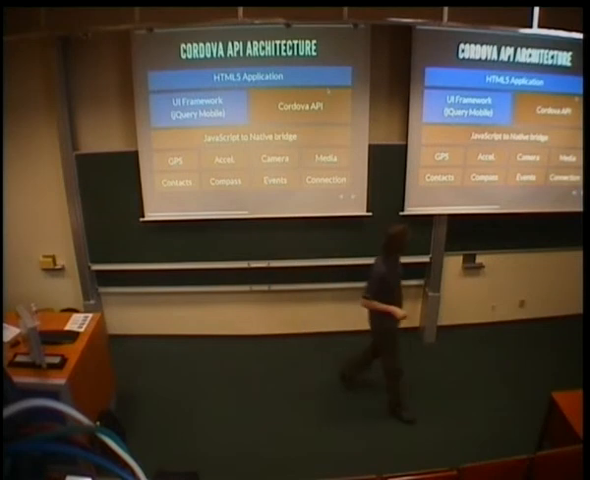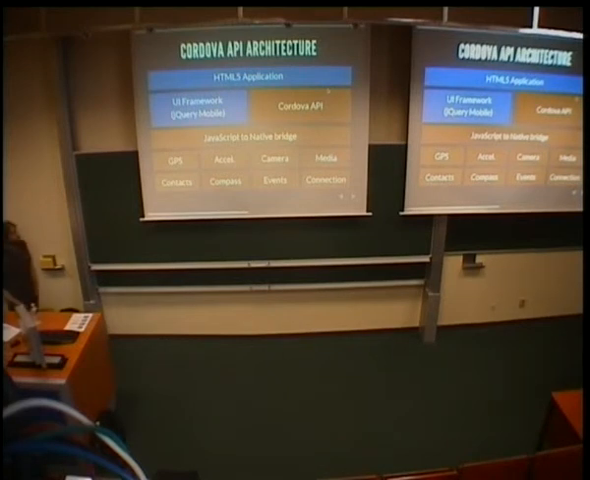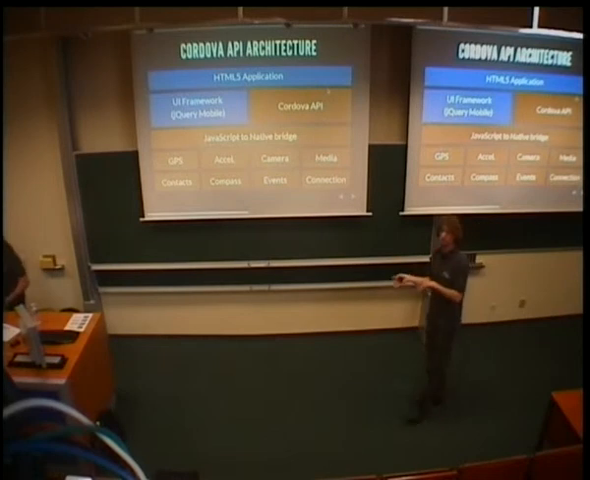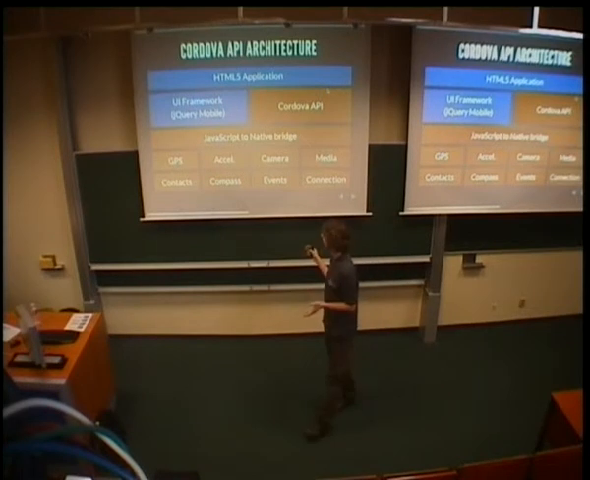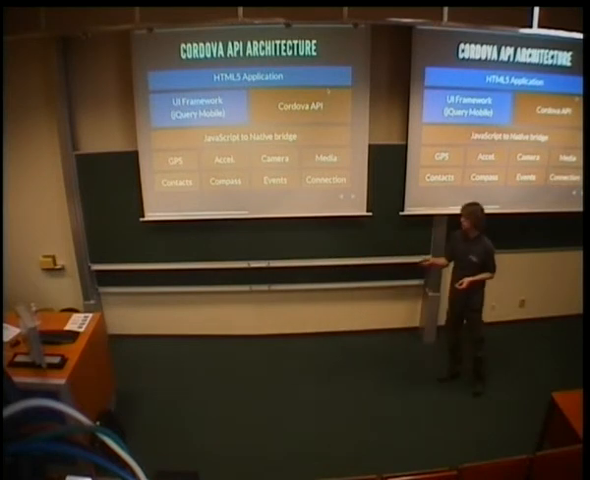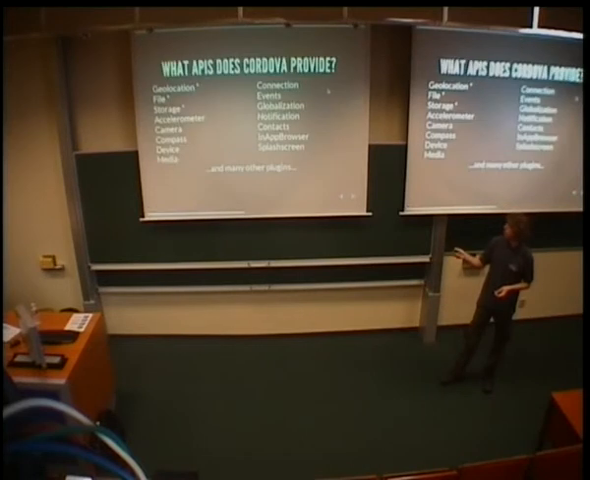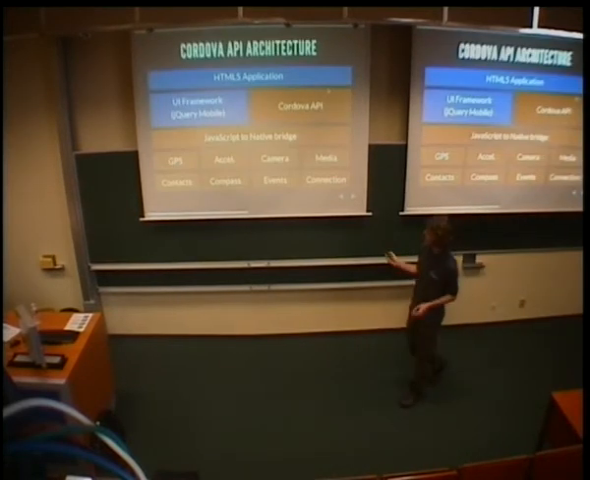How does it work? Well, you have your HTML5 application, probably with some framework like jQuery Mobile to have the native look and feel. And then you have the Cordova API. These two make calls to a JavaScript-to-native bridge, which translates the JavaScript that you have written in your application to the native code or native API of your phone. And there are these plugins. All these I have shown to you here are actually also plugins. So there's a bunch of plugins there.